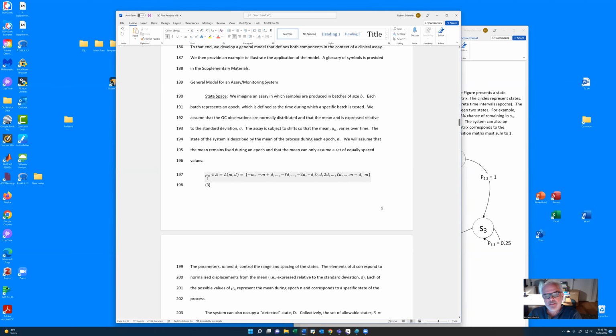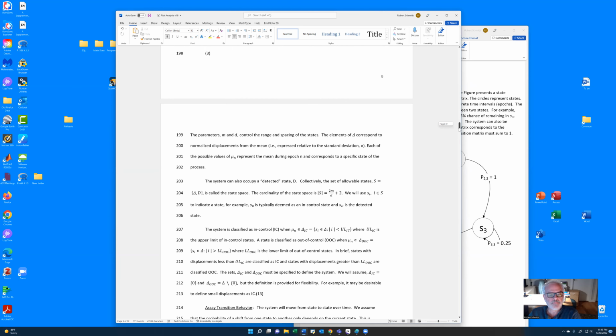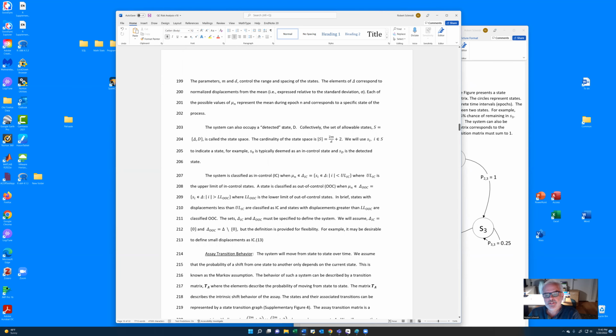And the means that we can see, we call them mu sub n, is an element of this set of states. Okay, so we call this set delta, and delta is a function of M and D, and this is just set notation of listing all the elements of that set. So we also have a detected state. There's a bunch of states that correspond to shifts, but when the system is detected, it moves to a detected state and then goes back.